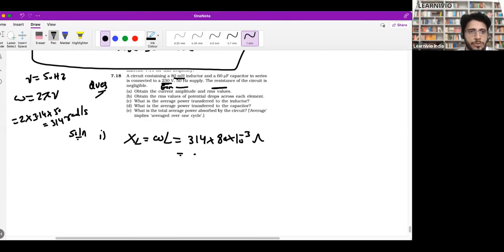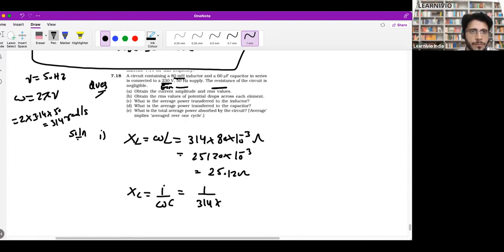So it's 25120 into 10 raised to the power minus 3. So it's 25.12 ohm. That's XL. Similarly, we can calculate XC, which is 1 by omega C. Omega is 314 and C is 60 microfarad.